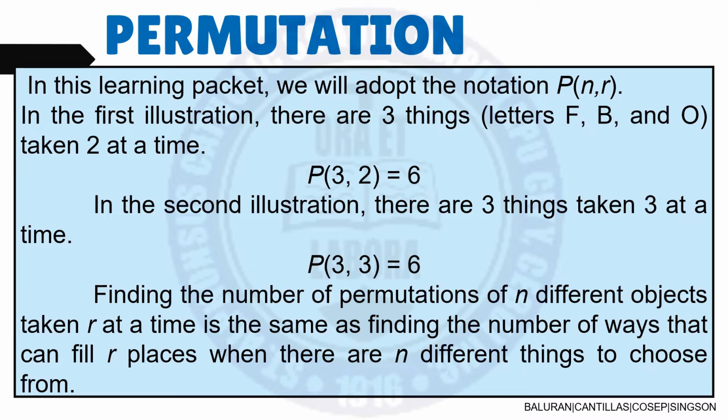Finding the number of permutations of n different objects taken r at a time is the same as finding the number of ways that can fill r places when there are n different things to choose from.